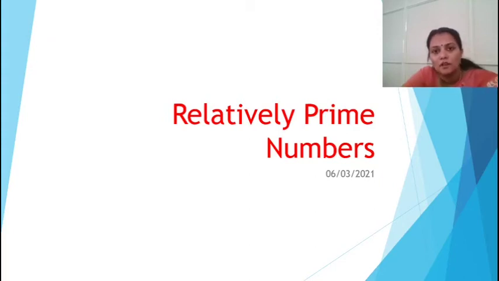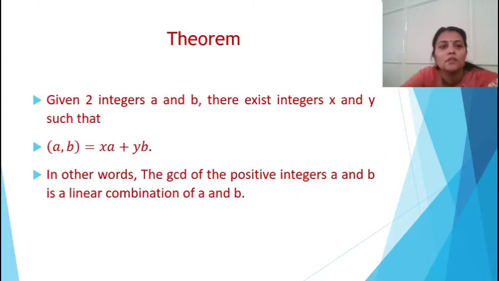Good afternoon all. Last day we have learned about the concepts of GCD. Today we have a new concept, relatively prime numbers. If the GCD of two numbers is equal to 1, then the two numbers A and B are called relatively prime numbers. Before going to relatively prime number concept, we have a theorem.